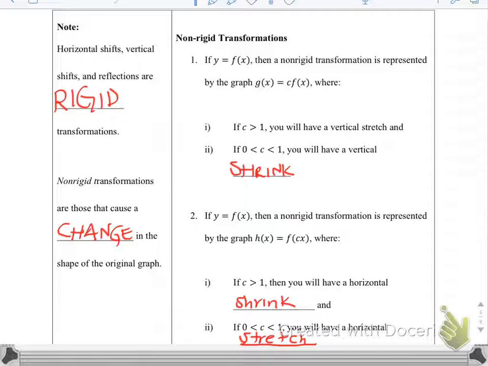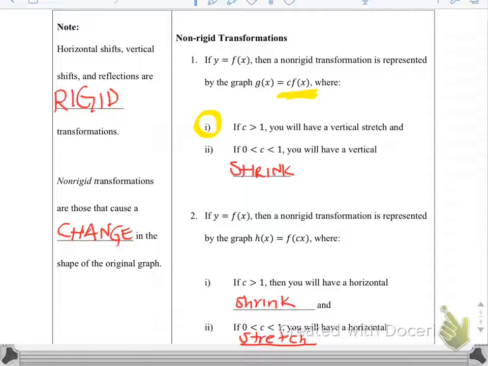And so if y is your parent function, then a non-rigid transformation is represented by this. So basically, if you are multiplying your original function by some number, then that's when you're going to have a non-rigid transformation. And all this is saying is if that number c is greater than 1, you're going to have a vertical stretch. And the c is on the outside. So notice here, the c is on the outside, you're going to have either a vertical stretch if c is greater than 1, or if it's between 0 and 1, you're going to have a vertical shrink. Then your graph's going to shrink.